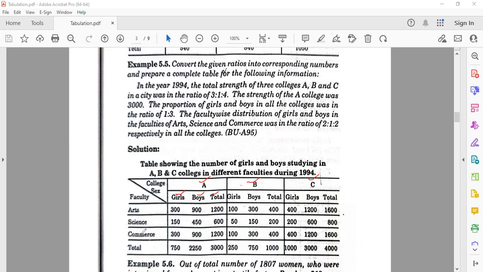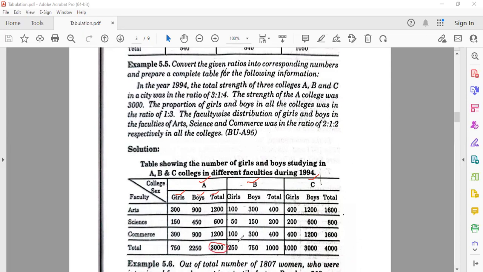Then faculties, we have three different streams: art students, science students, and commerce students. Now, let us analyze this particular problem. We know that the total strength of the students in all three colleges is in the ratio of 3 is to 1 is to 4. Now, the strength of A college was 3,000. So, total strength of college A is 3,000.